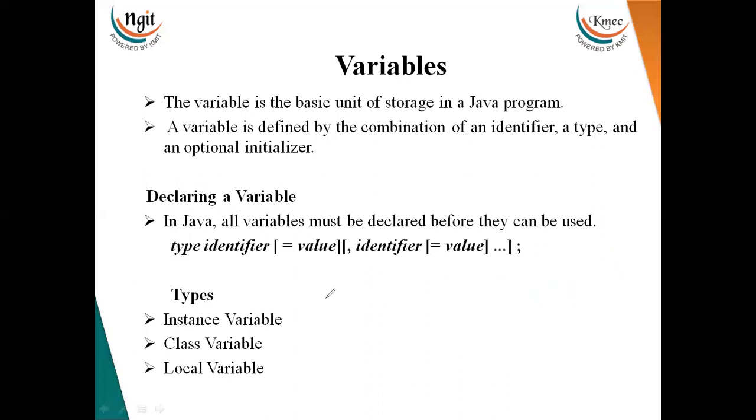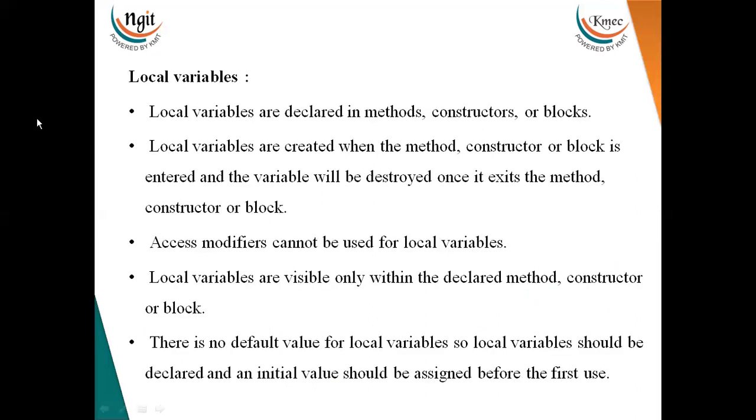Now, sir, what are the types of variables? Beta, we have three different types of variables in Java: instance variables, class variables, which are also called static variables, and local variables. Now we will cover one by one. Yeah, what does local variable mean?